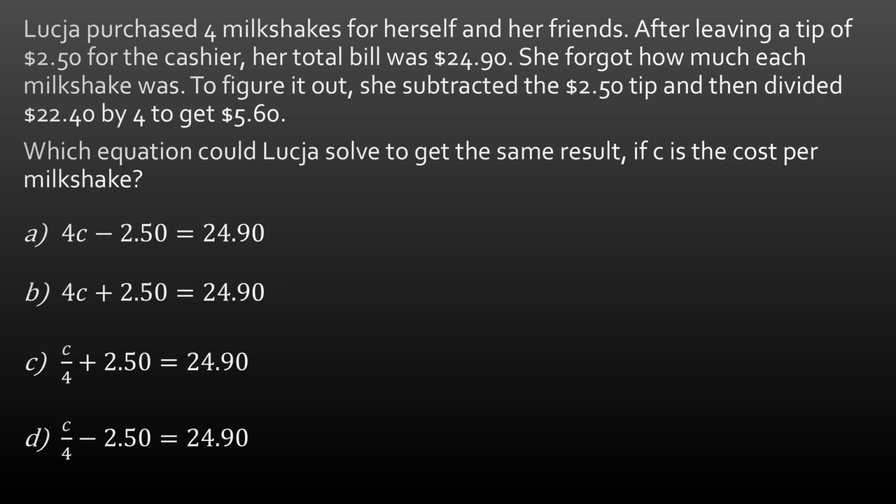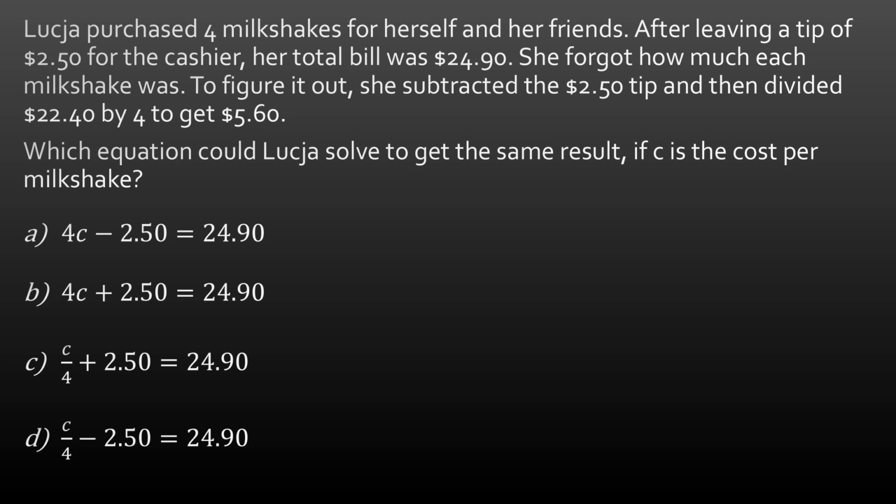All right, next question says that Lucia is purchasing 4 milkshakes for herself and her friends. After leaving a tip of $2.50, her total bill was $24.90. She forgot how much each milkshake was, so to figure it out, she subtracted $2.50 for the tip and then divided $22.40 by 4 to get $5.60. Which equation can help Lucia solve to get the same result if C is the cost per milkshake?